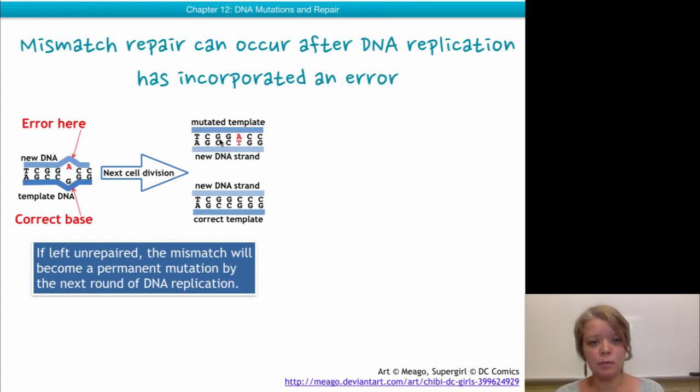And as a result, one of the daughter cells of this mutated cell will have an incorrect strand, and the other one will be correct because it used the correct DNA strand as a template. Well, the cells can't have that.